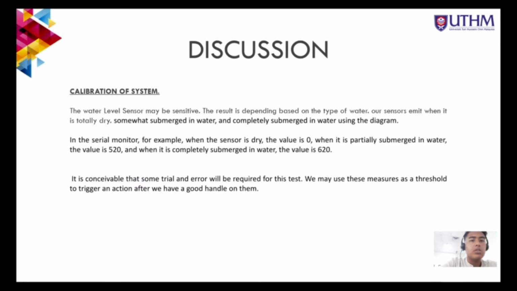So about the discussion, calibration of the system: the water level sensor may be sensitive. The result depends on the type of water our sensor emits when it is totally dry, somewhat submerged in water, and completely submerged in water, using the diagram. So in the serial monitor, for example, when the sensor is dry, the value is 0. When it is partially submerged in water, the value is 520. And when it is completely submerged in water, the value is 320. It is conceivable that some trial and error will be required for this test. We may use this measure as a threshold to trigger an action after we have a good handle on them.